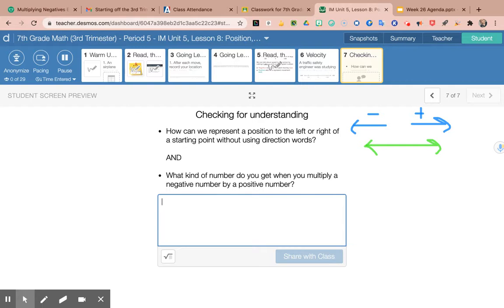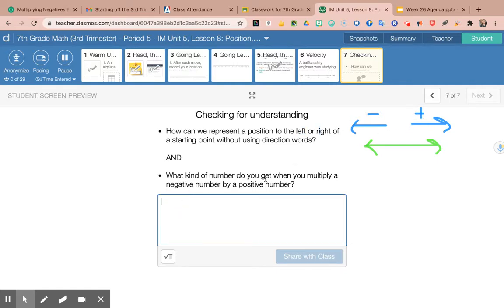And my second question, which you should also have a sentence for, remember we're using complete sentences. We're in 7th grade, we can use complete sentences. So we use left direction with negative numbers. We use right direction as positive numbers.